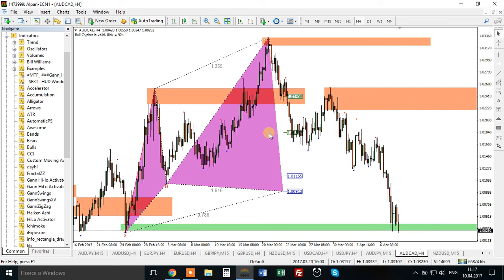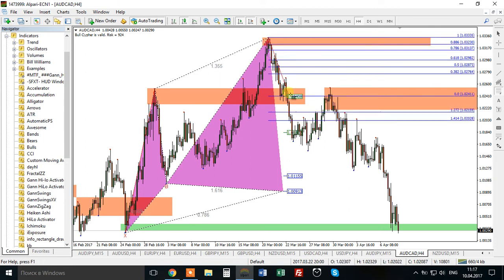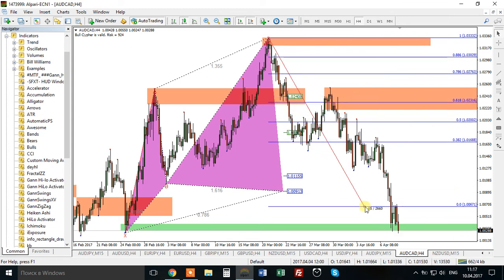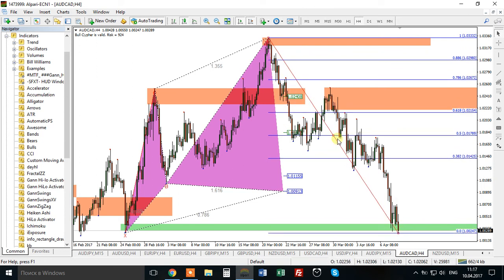What are the take profit levels? Initially they are 382 and 618 from C to D. Yes, C to D. You see 382 and 618. But because price exceeded D and we have it lower now, we need to adjust the targets. We should have adjusted 382 here. Let me put it here. And we should have 618. Sorry, 382 is this one. And we should have the targets being adjusted in this way.